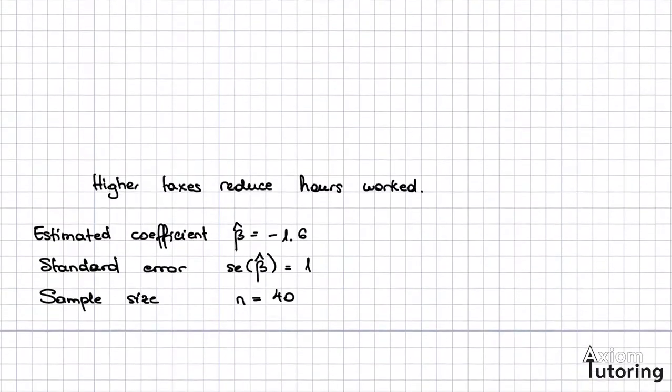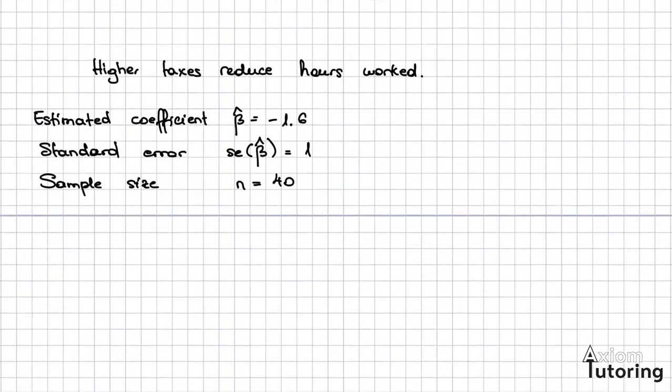Let's assume that the economic question that we are trying to answer is higher taxes reduce hours worked. So we are specifically interested in a negative effect. So this direction is chosen before seeing the data. Then we will collect some data. We will have some estimations which are written in here. So we're going to assume that the estimated coefficient is 1.6, standard error 1, and the sample size 40. Now we're going to have to come to a conclusion based on what we observe through the data.